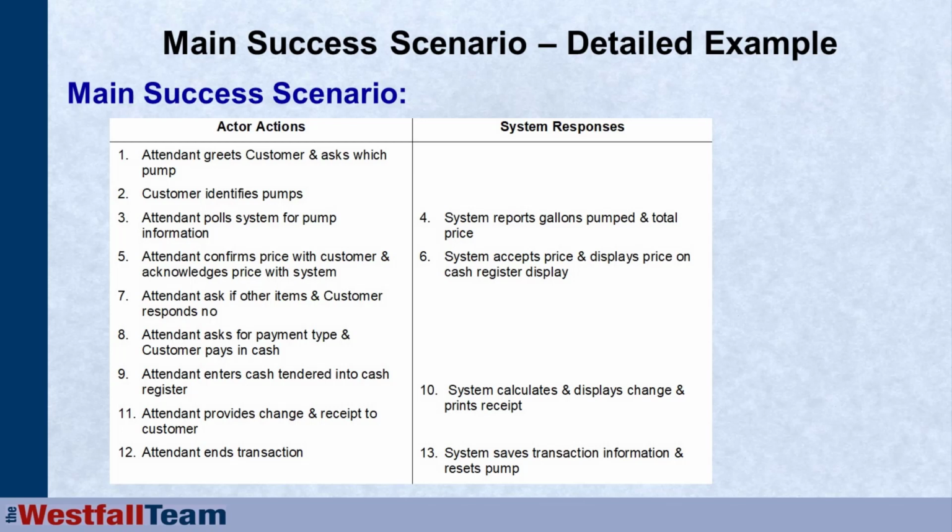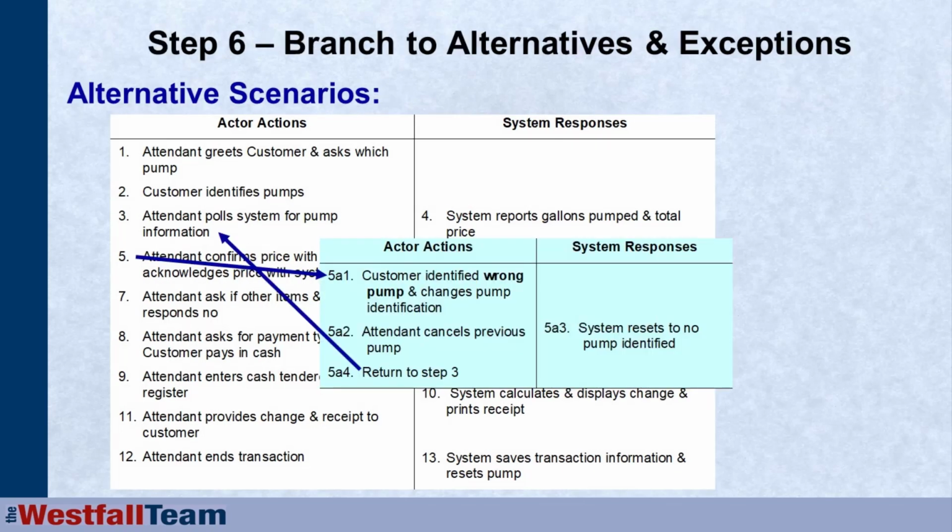Now, once we have this main success scenario, what we call the happy path, everybody's happy at the end, the most typical way of doing it, then we start considering alternatives or exceptions. Alternatives and exceptions always branch off the main use case. Now, again, there's many ways of documenting these. What I tend to do is, 5A is the first alternative off of step 5. 5B would be the second alternative. 5C would be the third alternative off of that step.